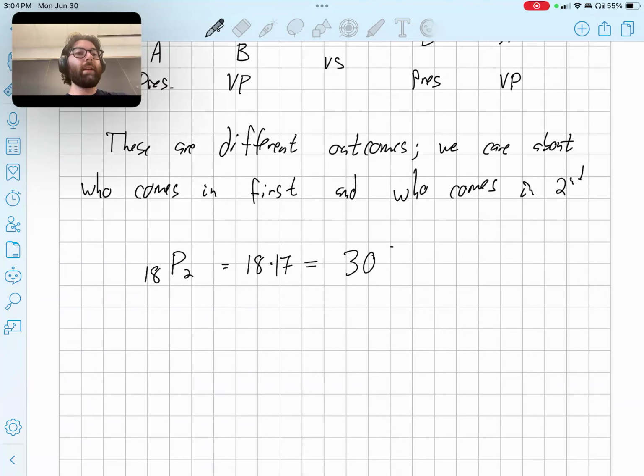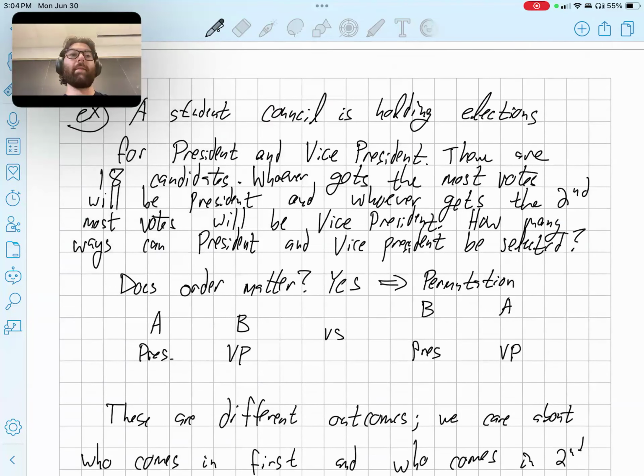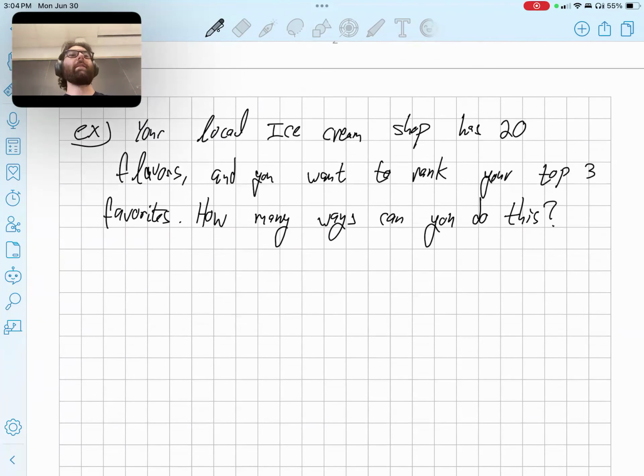Which is 306. And so that is the total number of ways to select our president and vice president. Finally, your local ice cream shop has 20 flavors. You want to rank your top 3 favorites. How many ways can you do this?